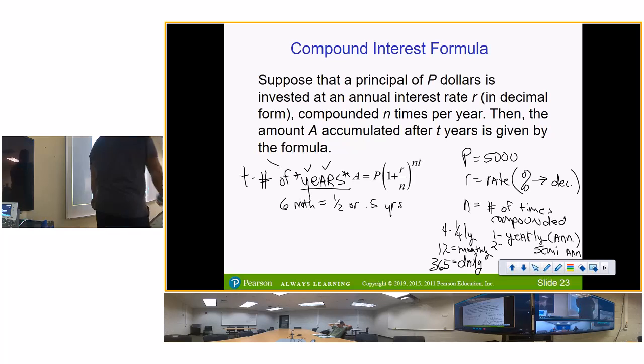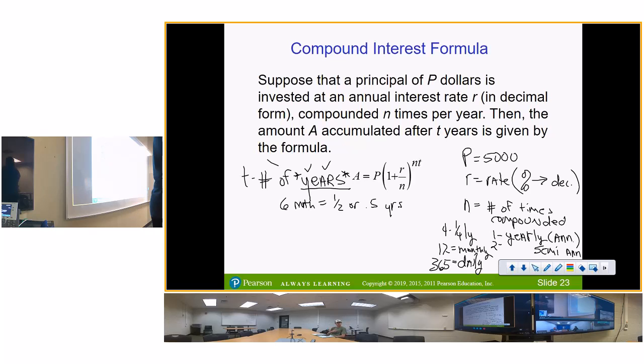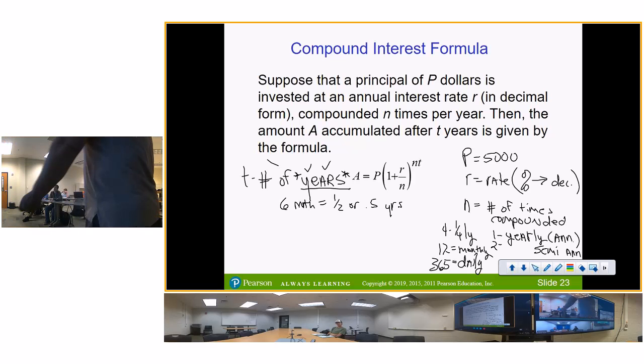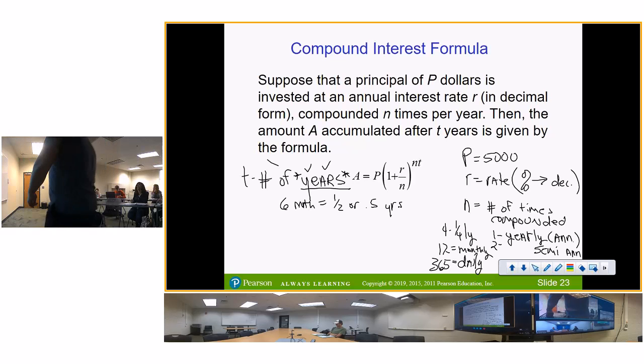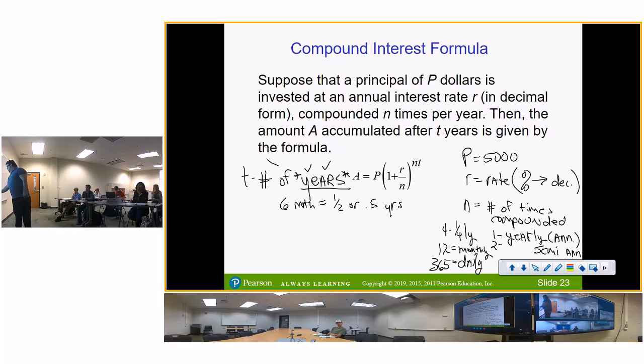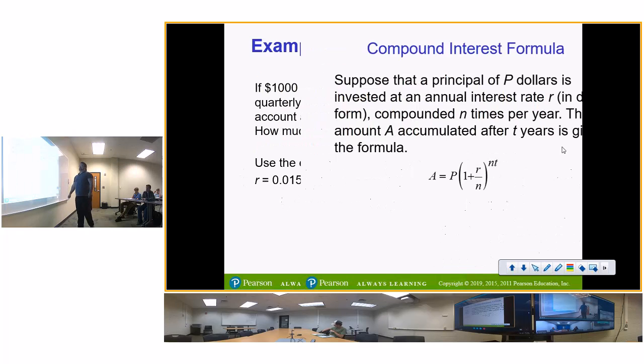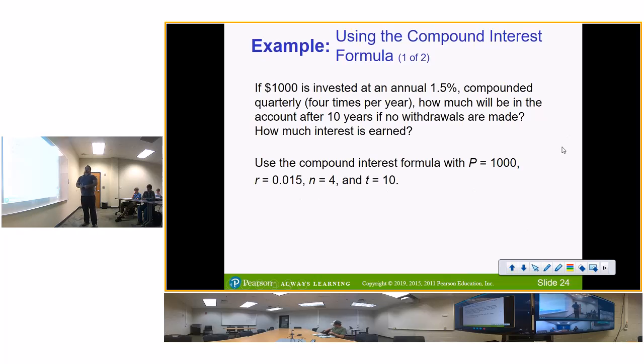And of course, after that, what's 1? 1 year, 2 years, 3 years, 4 years, 10 years, or 20 years. So you've got to know all that, and then you've got to know how to punch it in your calculator. And it's very simple. Write down the next problem. $1,000 is invested at an annual 1.5% compounded quarterly. So N is equal to 4, and T is equal to 10. Plug it into the formula, then get your calculators out.